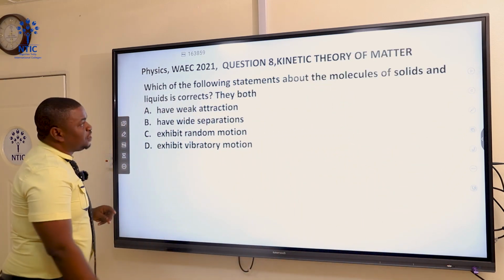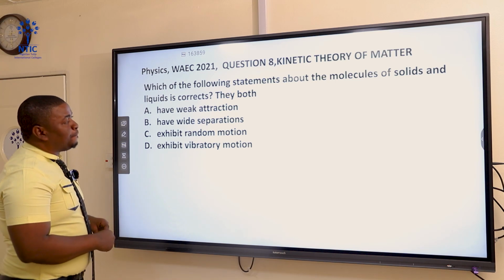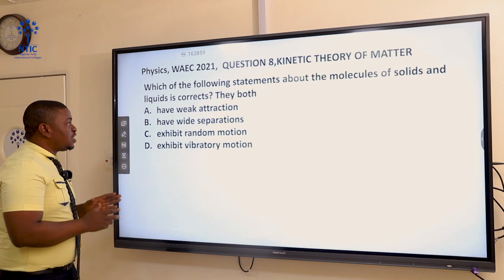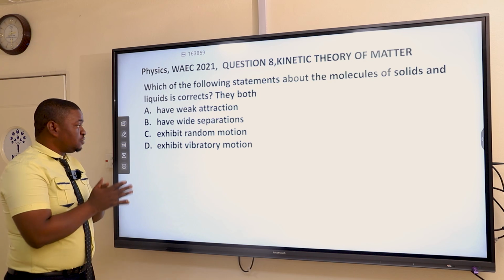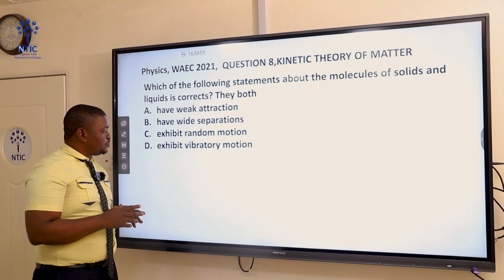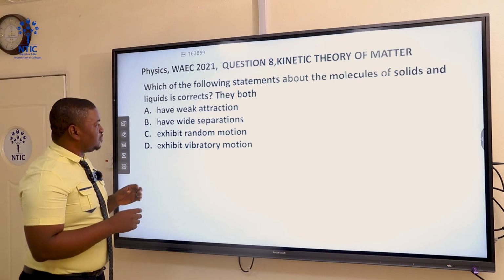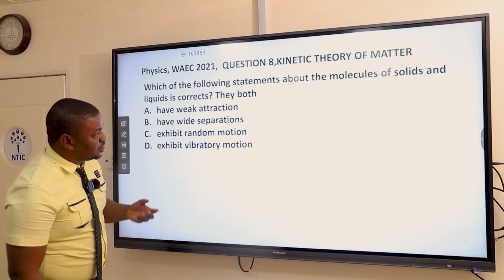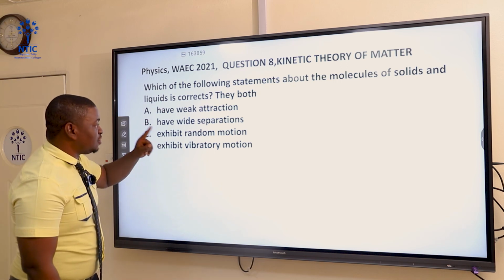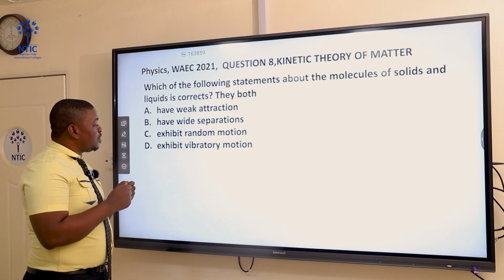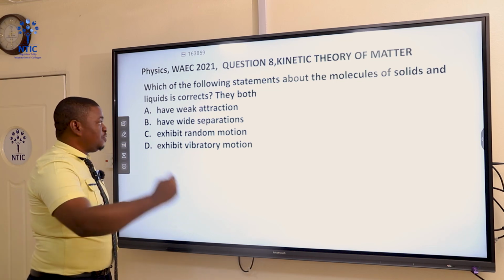Now, which of the following statements about the molecules of solid and liquid is correct? A, they both have weak attraction. B, have wide separation. C, exhibit random motion. And D, exhibit vibratory motion. Let's take one after the other. Now, have weak attraction. The molecules of solid, they don't have weak attraction. They have what we call strong molecular force between the molecules. That is why they only vibrate about their mean position.